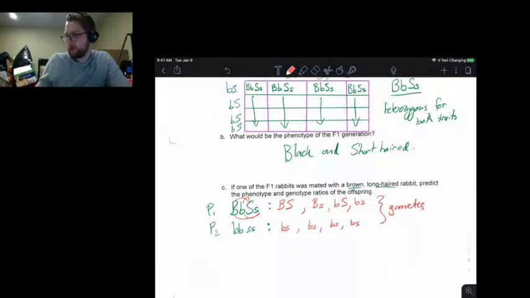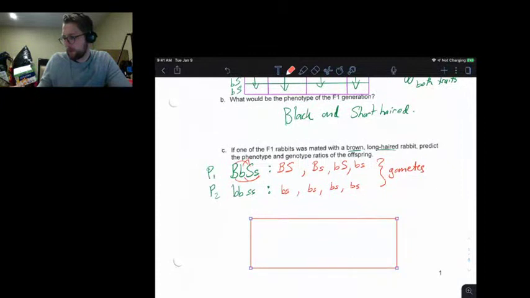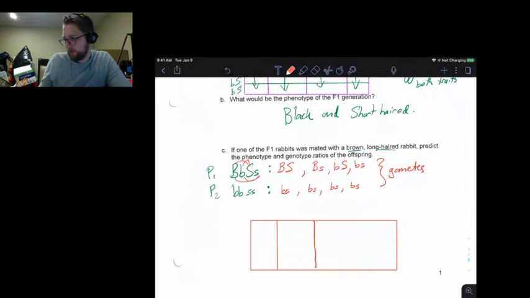And so let's get ourselves a little square going. It is fair game that if you have only one type of gamete coming from one parent, then you are free to simply do one column or one row. So we could simply just write bs like this and not do any more rows because all of the rows are identical. So any combination will be exactly the same. But that's more of an advanced strategy.